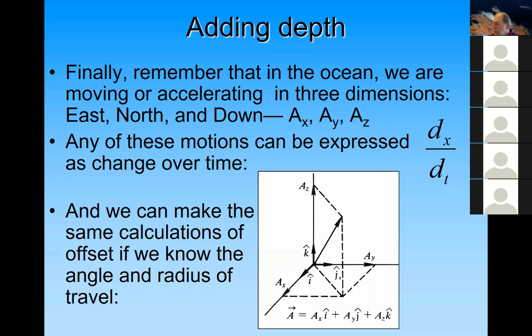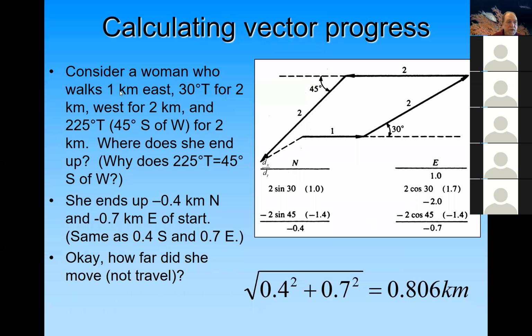Oops, I missed out a slide here. So if we think about somebody who walks east for 1 kilometer, then walks at 30 degrees true for 2 kilometers, west for 2 kilometers, and then southwest for 2 kilometers, where does she end up? So we could look at all these distances. She ends up a negative 4 kilometers north and a negative 7 kilometers east of the start, which is the same as 0.4 south and 0.7 east.